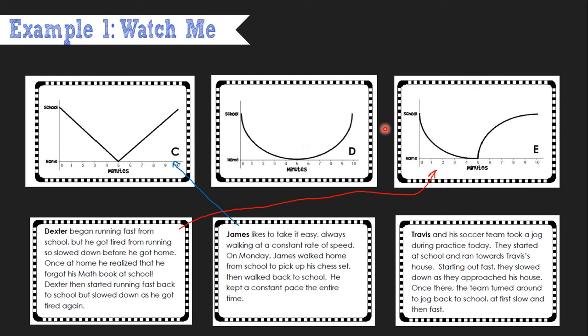So that's the difference here between D and E. See how right here, this is that slow part. I'm just gradually making progress back, where here, Dexter had started running fast to begin with and then leveled out and got slower. So that's the difference in those two graphs. So Travis is going to match to choice D.